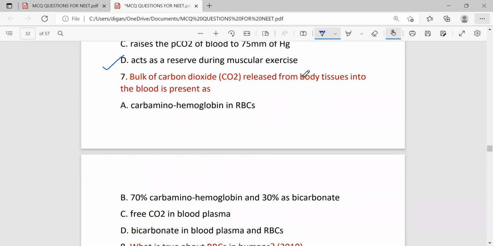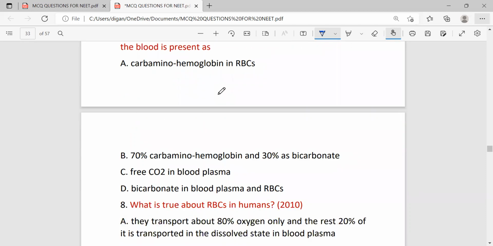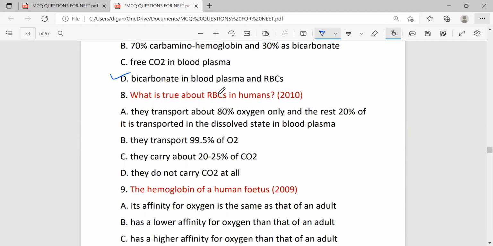Next, question number 7. Bulk of carbon dioxide released from the body is transported in the blood as, four options are given. The correct option is option D, that is bicarbonate in blood plasma and RBCs. Question number 8. What is true about RBCs in humans? For question number 8, the correct option is C. They carry about 20 to 25% of carbon dioxide.